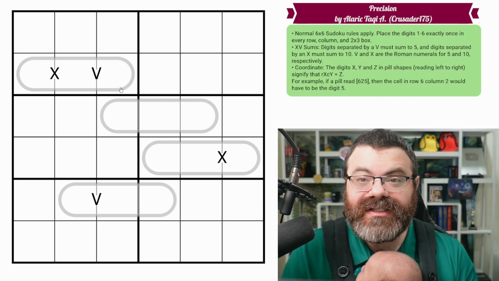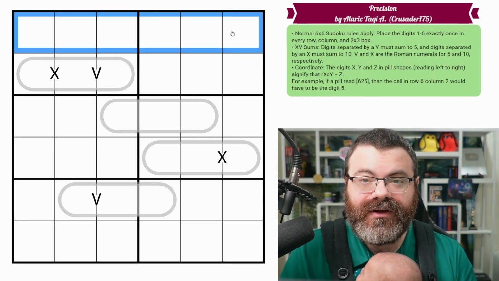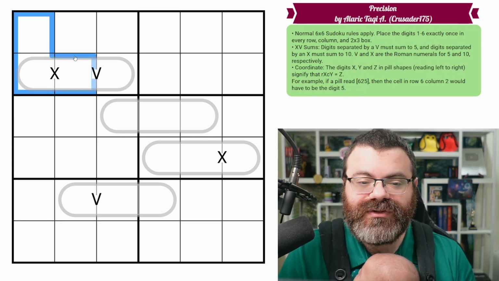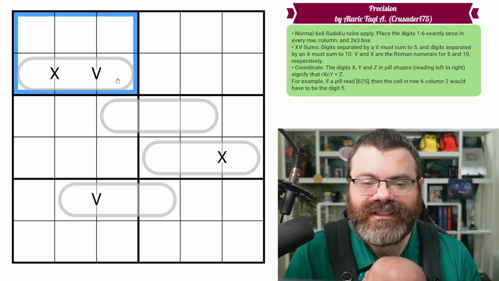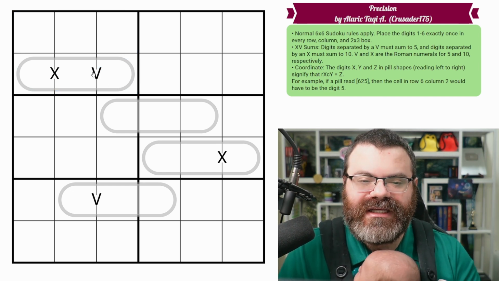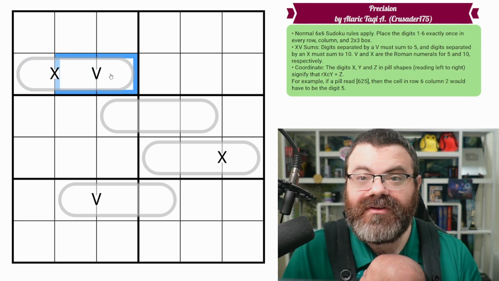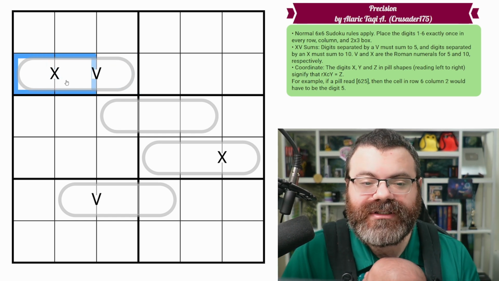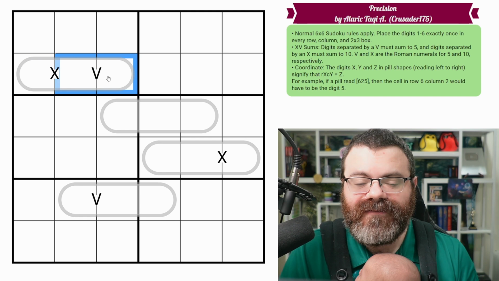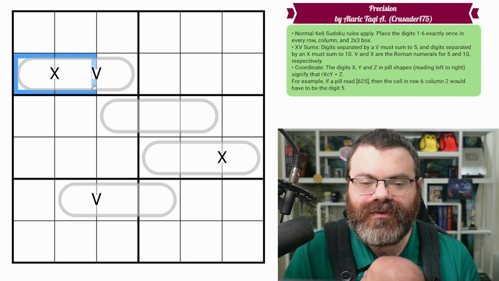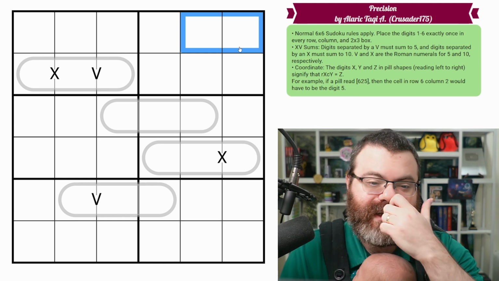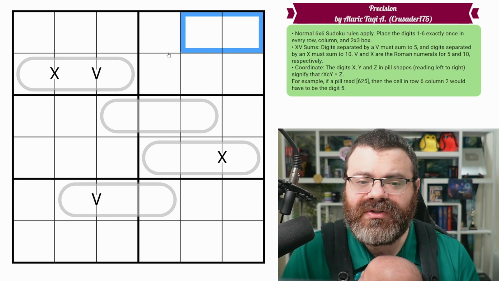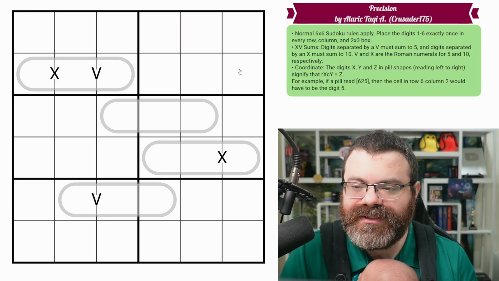So we have normal 6x6 Sudoku rules, meaning in every row, every column, and every 2x3 box, we are placing the digits 1 to 6 exactly once each. We also have these X's and V's in the grid. Where there's a V, those two digits sum to 5, and where there's an X, those two digits sum to 10. V is the Roman numeral for 5, X is the Roman numeral for 10. Things can sum to 5 or 10 elsewhere also. They aren't exclusive, so we aren't given all the X's and V's.